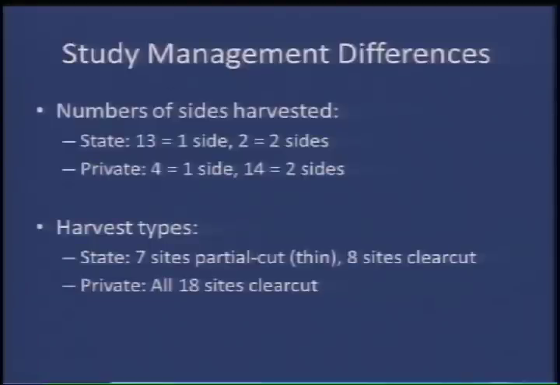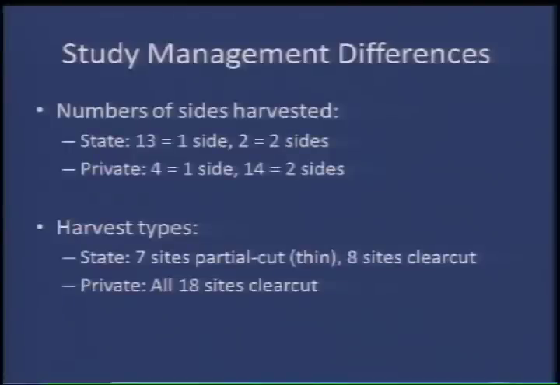Some other details about how the study was conducted. We can't control with the FPA what happens on both sides of a stream because sometimes there's ownership issues or the landowner has certain management techniques. So for state sites, 13 of the sites were one-sided harvests and two had two sides harvested. For the private sites, we had only 4 that had a single-side harvest. The rest were 2 sides harvested.